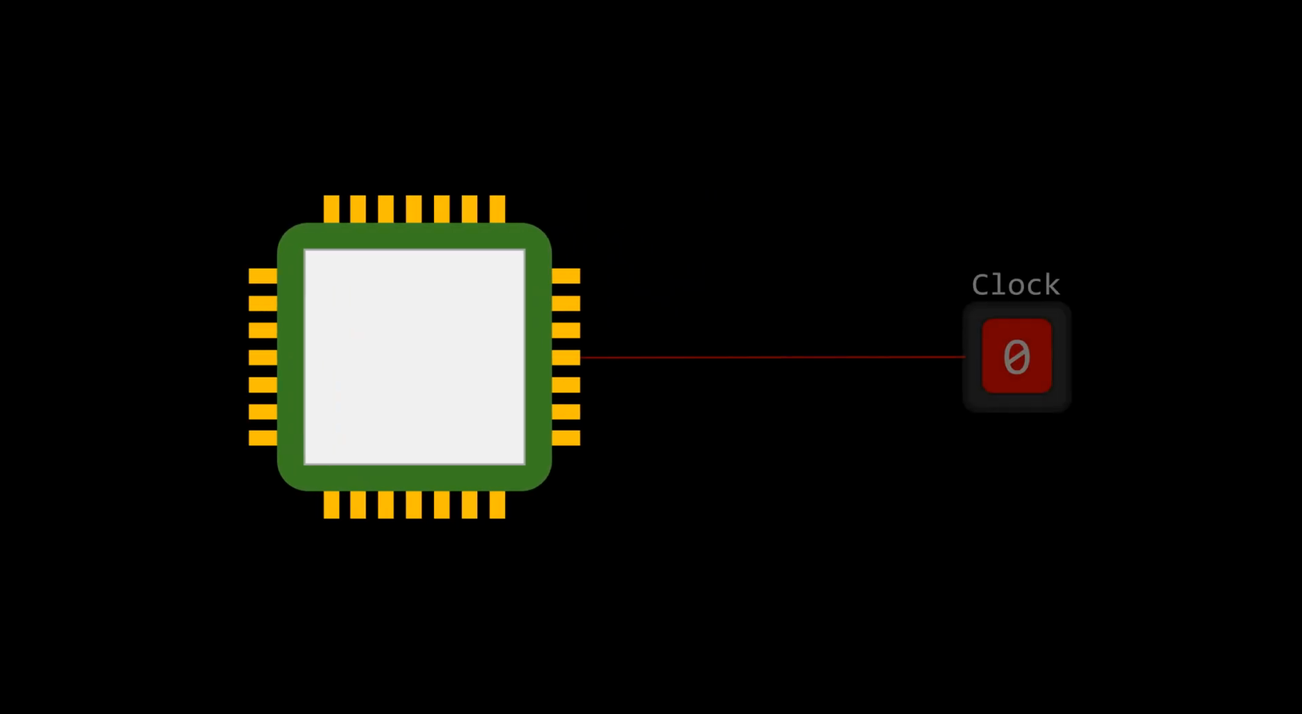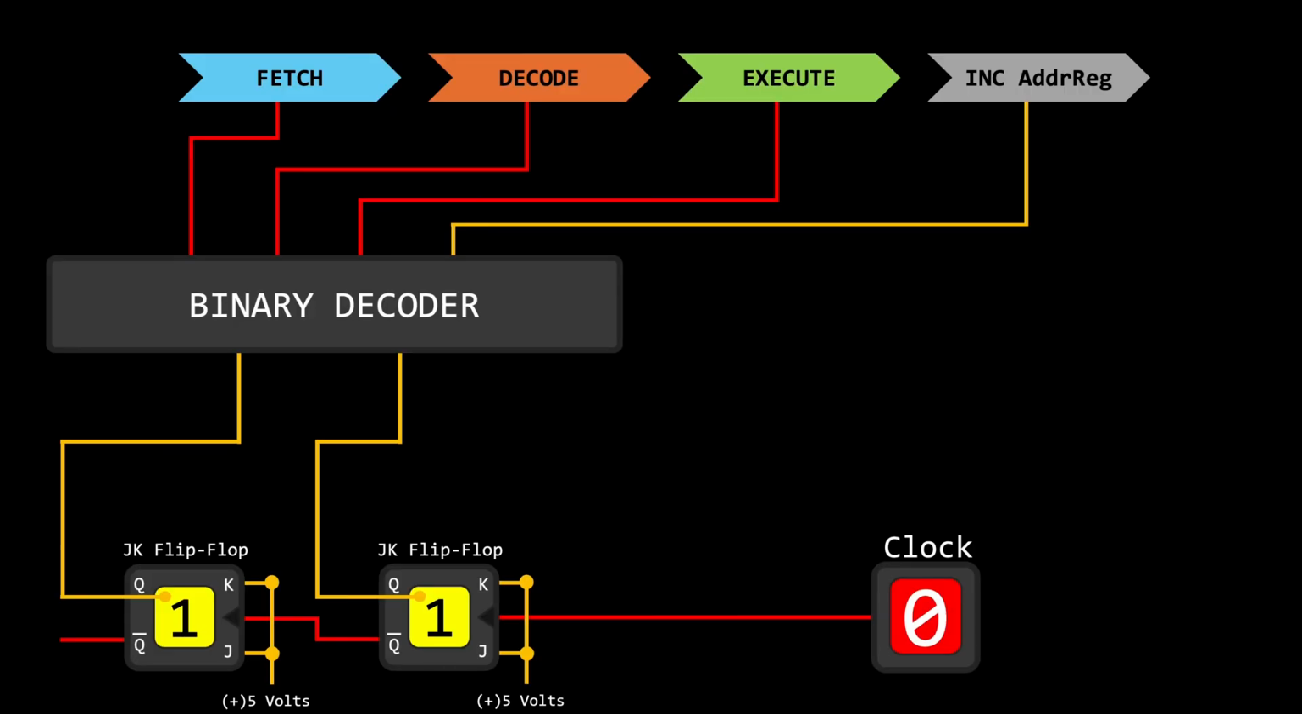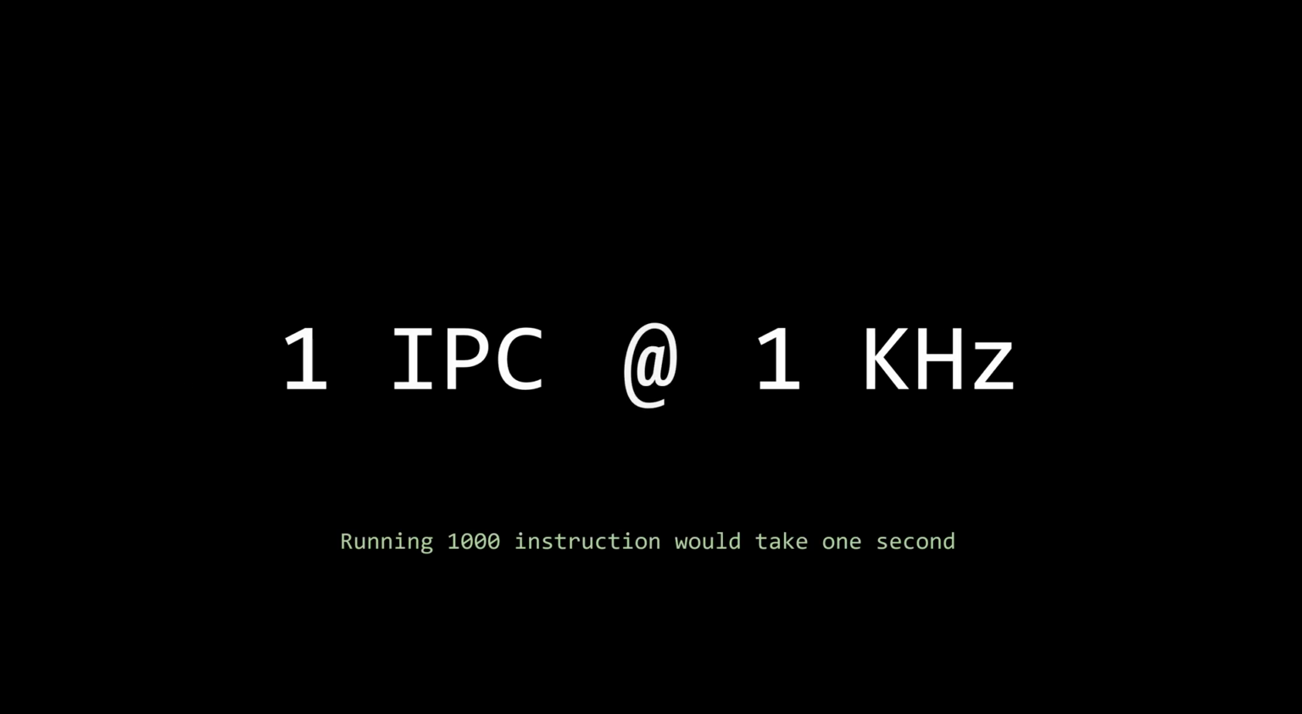We're going to use one of the most basic principles in computing. The CPU needs a clock to run code. In a previous episode, we learned that this clock acts like a heartbeat, telling the CPU when to move to the next step in the code it's executing. Let's say the processor executes one instruction per clock cycle, and the clock is running at 1 kHz. So running 1,000 instructions would take exactly 1 second.